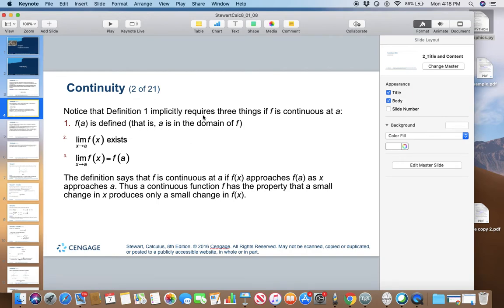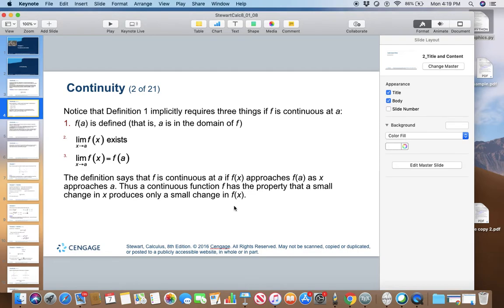Definition 1 implicitly requires three things for f to be continuous at a. 1. f(a) is defined. That is, a is in the domain of f. 2. The limit as x approaches a of f(x) exists. That means the left-hand limit and right-hand limit agree to a value. 3. And these two values: the limit as x approaches a of f(x) is equal to f(a).